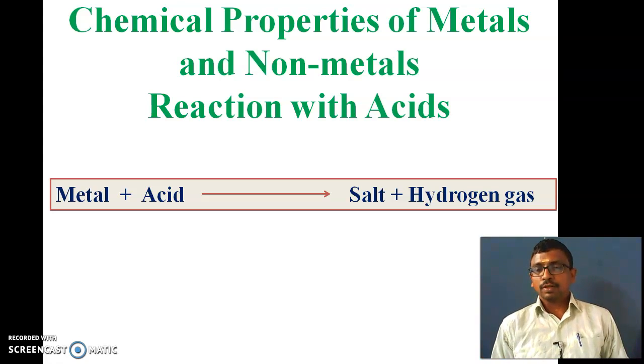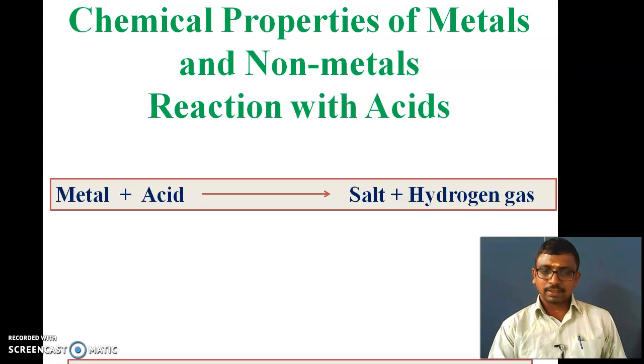For example, when silver is treated with hydrochloric acid, what salt is formed? Silver chloride salt is formed and hydrogen gas is liberated. So it is an example for metals. What happens when non-metal is treated with acid?